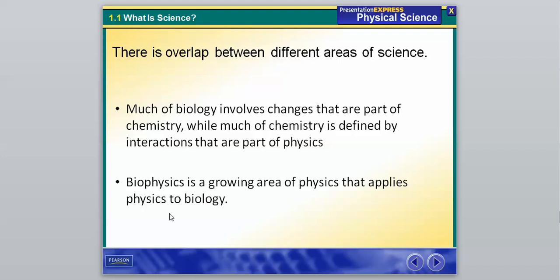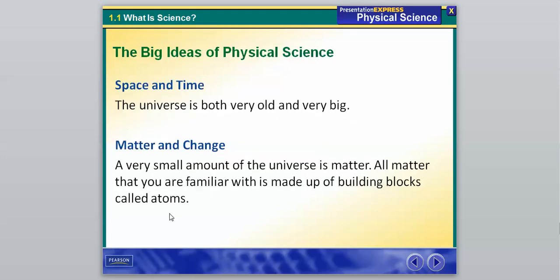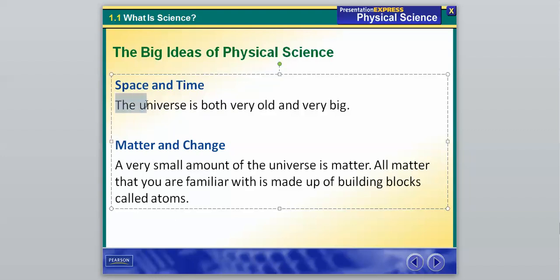So to wrap up our first section here, we have to go over the big ideas of physical science. They're just putting this out here to give you an idea of what you can expect this year. So the first big idea in physical science is that the universe is both very old and very big, and that is really important. The age of the universe is extremely old, and again, we'll get into that. I'm not going to give you the exact figure now because I don't know if off the top of my head I can give you the correct figure, because it's probably changed since the last time I've heard it. So that's our first big idea.